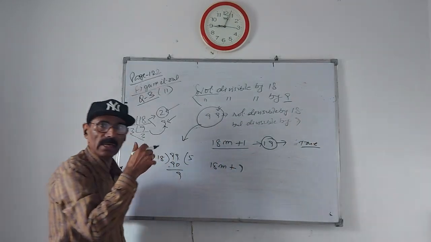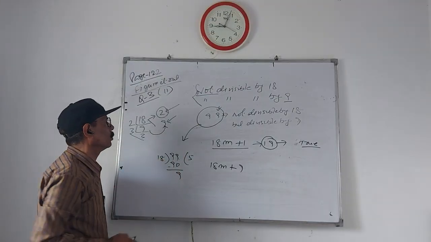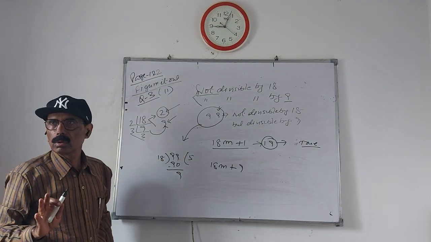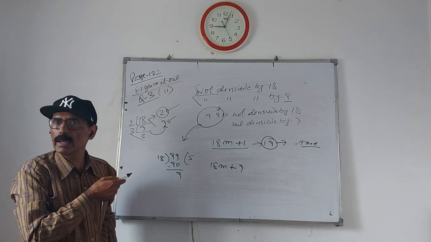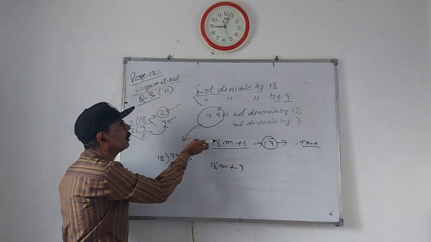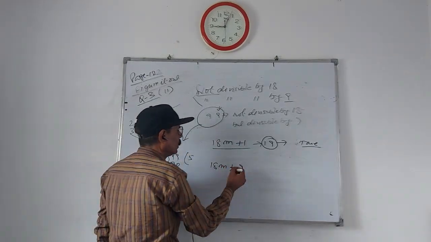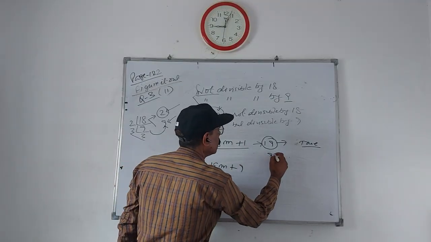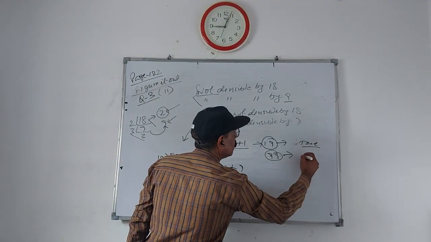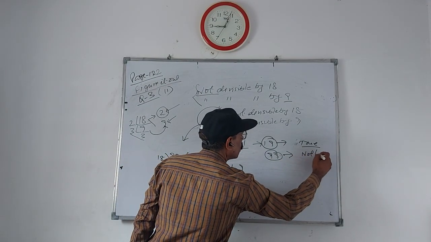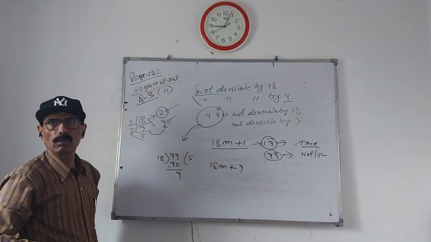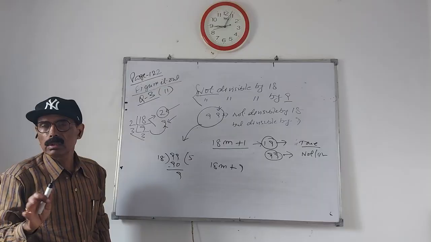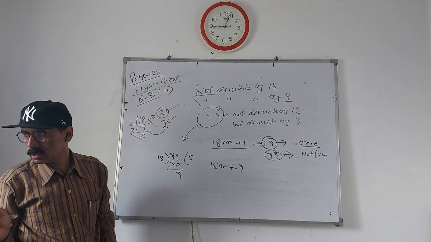But if you take the example of 99, suppose. Understood? So the number 99 is not divisible by 18. But here the number is divisible by 9. So in this case, if you take 99, here it is not true. That means only 9 is dividing. So is this statement always correct, right?